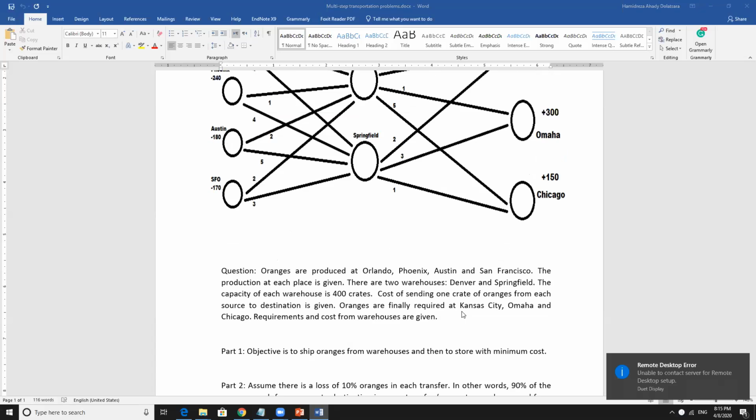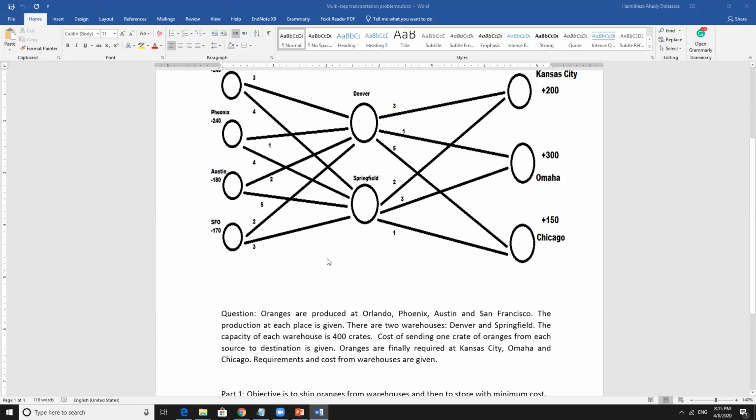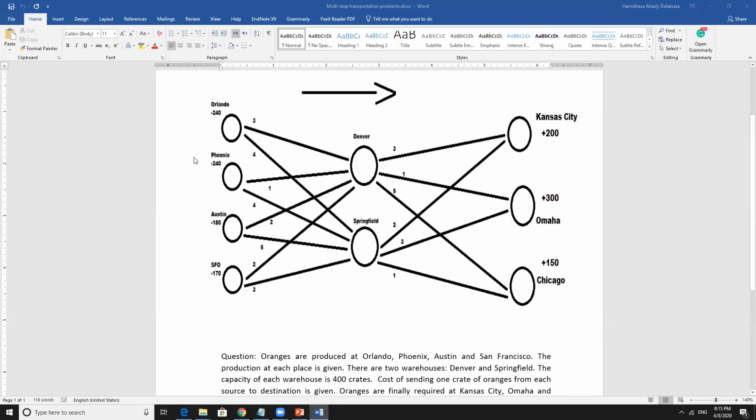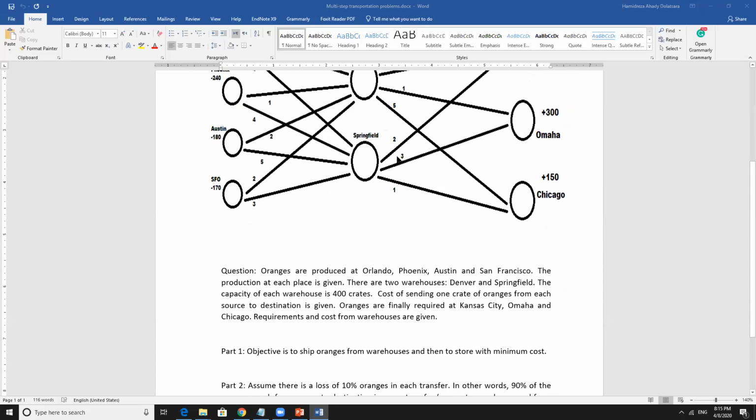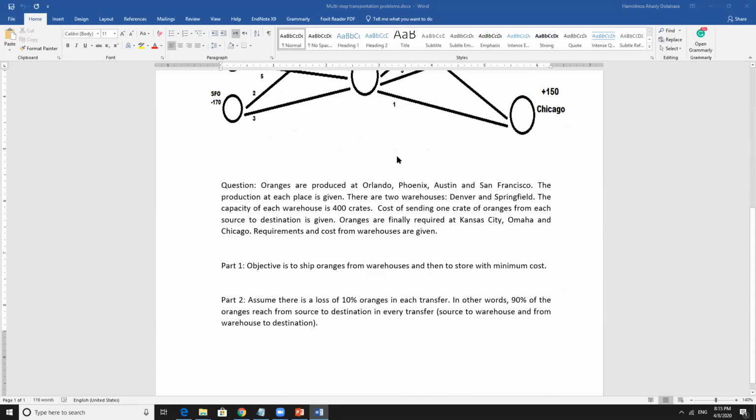Oranges are finally required at Kansas City, Omaha, and Chicago, with requirements and costs from the warehouses. On each node, you see the requirements and also the capacity. Also on the links, you see 2, 4, 1, 4, 2, whatever. These are the transportation costs. The objective is to ship oranges from warehouse and then to stores with minimum cost.